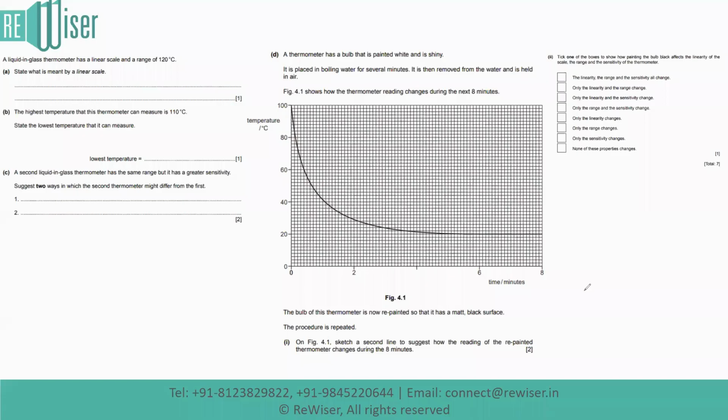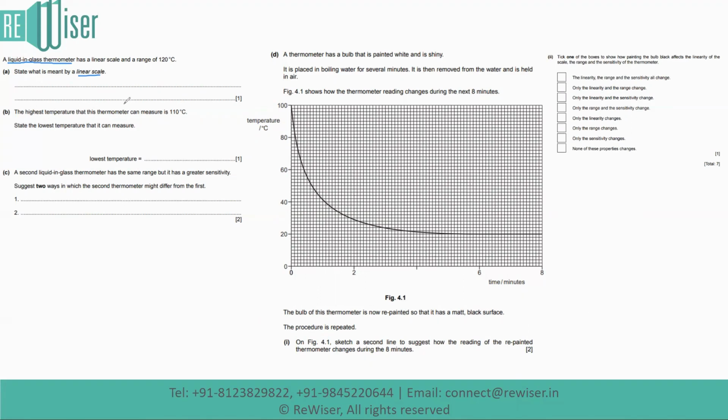Let's have a look at the question. A liquid in glass thermometer has a linear scale range of 120 degrees Celsius. State what is meant by a linear scale. A linear scale tells us that there is a linear relationship, or a straight line relationship, between the temperature change and the distance moved by the liquid within the graduations of the thermometer.